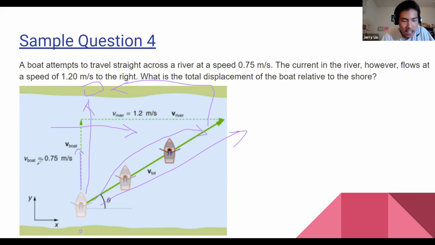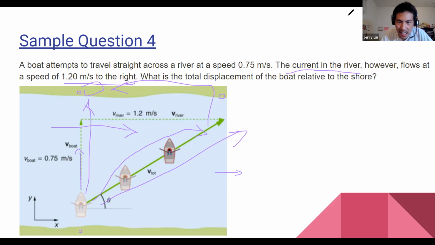So let's say we have a boat here traveling straight across the river at a speed of 0.75 meters per second. The current in the river, however, flows at a speed of 1.2 meters per second to the right. If you had compass directions, this would be east, west, north, south, but we're going to say left and right, or upstream, downstream. What is the total displacement of the boat relative to the shore? That means a person is standing on the shore and the boat eventually lands like here. What is this total displacement?